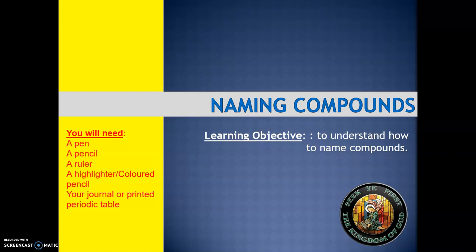And welcome to the Learning Enhancement session on naming compounds in Key Stage 4 chemistry. Before we get started, can you please make sure you have a pen, a pencil, a ruler, a highlighter or another coloured pencil, and your journal or your printed periodic table. Can you also make sure you're in a quiet room, with no distractions and no technology to distract you otherwise.